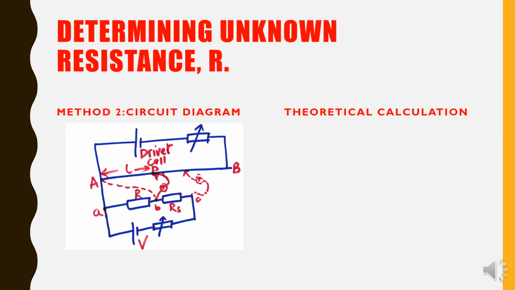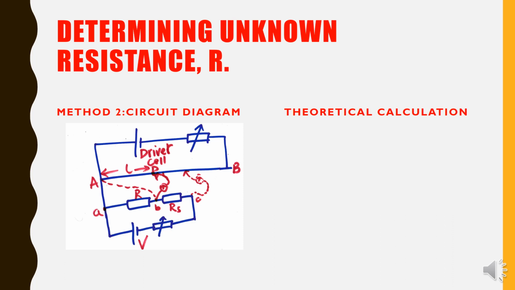Another method of determining unknown resistance is by having a complete circuit in the lower section as our secondary circuit, and two resistors R and RS. RS is a standard resistor, R is a resistor whose resistance is unknown. So connect the galvanometer at point B, which is between the two resistors, and then you tap the jockey along the wire until you get a balance point. So the PD that you obtain along the wire is equal to the PD across the resistor R. So we can now write the equation V equal to IR is equal to KL.